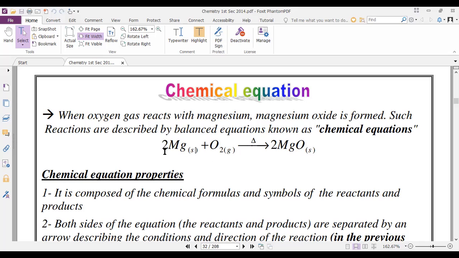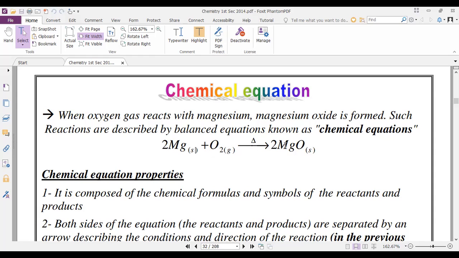What about these numbers? The 2, this one, the amount of the thing that I'm putting? Number of moles. This is called the number of moles, as 2 Mg. So it means that 2 moles of magnesium react with 1 mole of oxygen gas to produce 2 moles of magnesium oxide. So the first number is called number of moles.